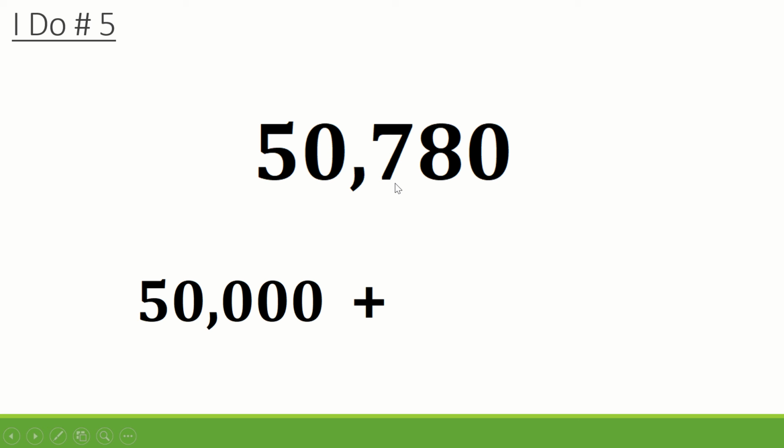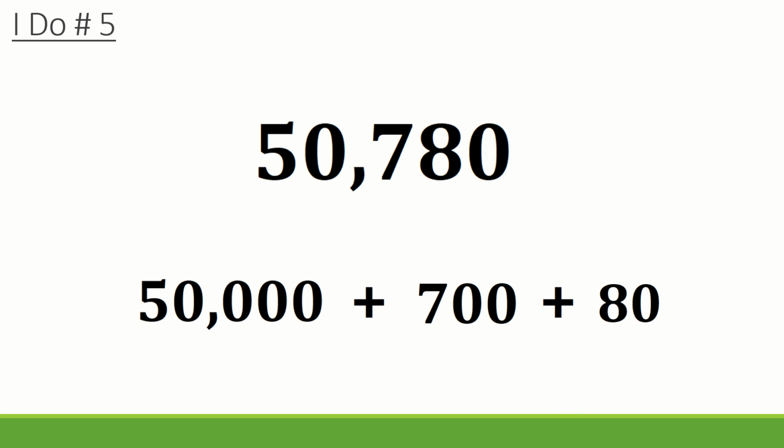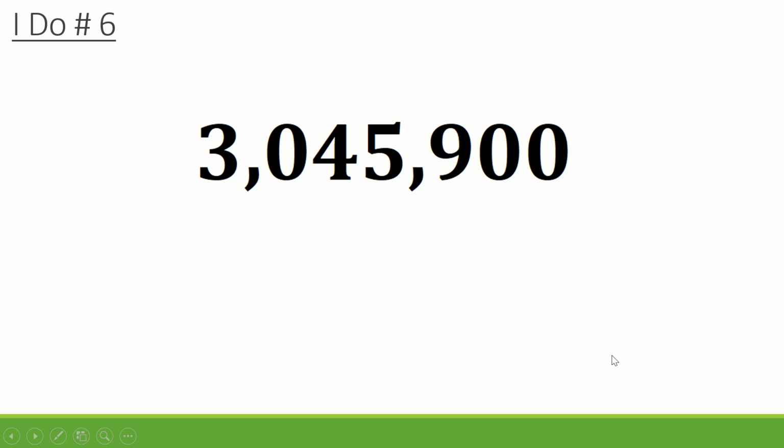The thousands place does not have a digit of value, so I can skip over that and move into the hundreds place, and that is a 7 in the hundreds place. So that 7 represents a value of 700. Then I can move into the tens place, and that digit 8 has a value of 80. And my digit in the ones place does not hold value, so I do not need to note it. So 50,780 written in its expanded form is 50,000 plus 700 plus 80.